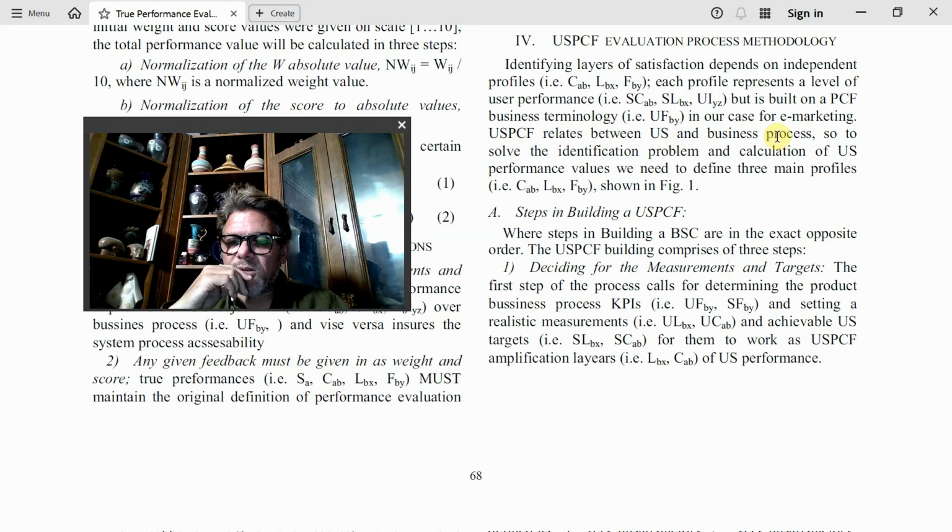Business process. Okay. So we need to define the categories, the levels, the framework. Steps in building a user satisfaction process classification framework. Now, the steps in building a PSC are in the exact opposite order. The user satisfaction performance classification framework building comprises 3 steps.